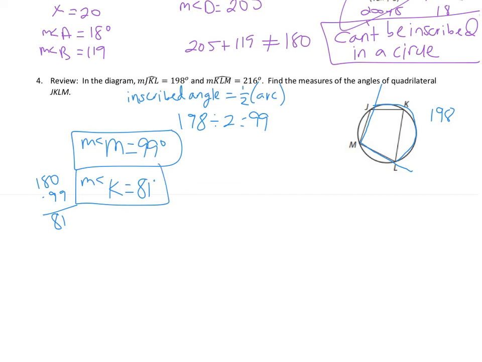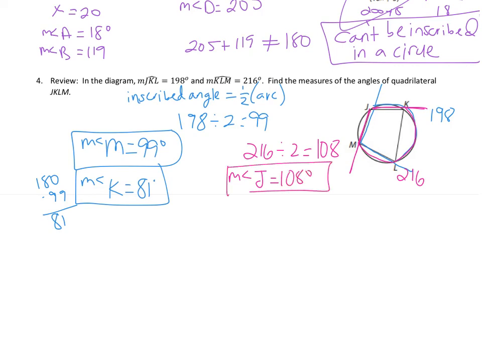Now moving on to the 216, we have our arc KLM is 216. So the angle that opens up to that arc is this one right here, my angle J. So remember, we can take 216 divided by 2, and that gives us 108 degrees. So my measure of angle J is going to equal 108 degrees.